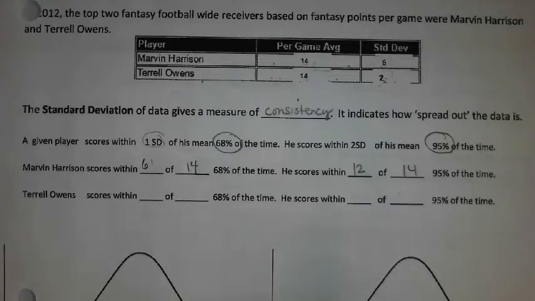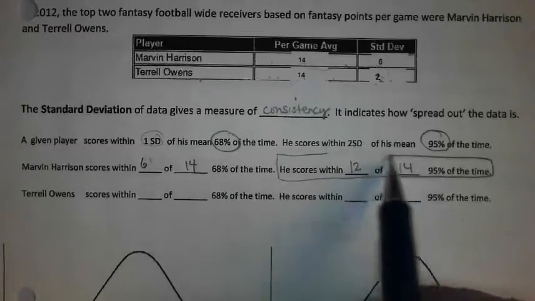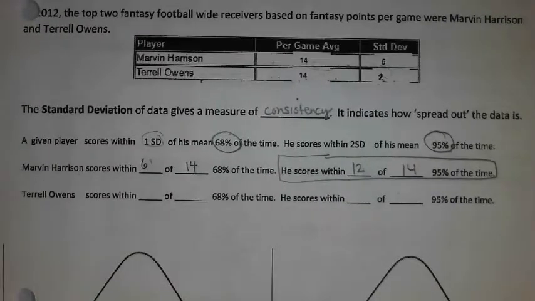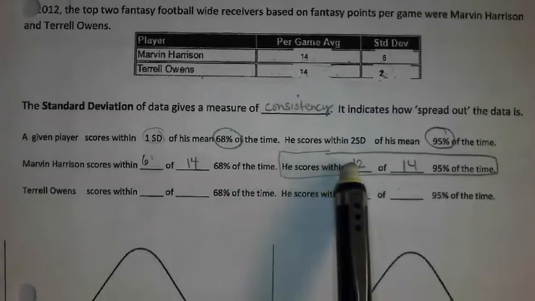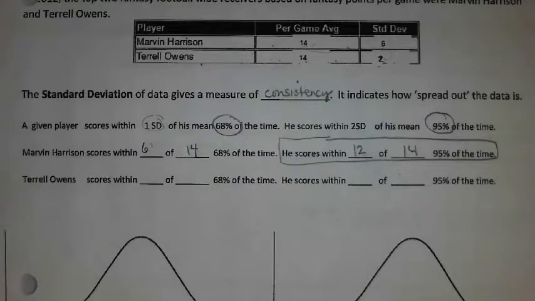We are 95% confident. Honestly, 2 standard deviations is something we use more so than 1 standard deviation. We would say we are 95% confident that Marvin Harrison will score within 12 points of 14. Whether it's 12 points below or above, who cares? But we are 95% confident that that will happen. Could he have a terrible game and get injured in the first quarter and have 0 and be outside of that? 100% he could, right? Anything's possible, but the likelihood of it becomes very, very much less.